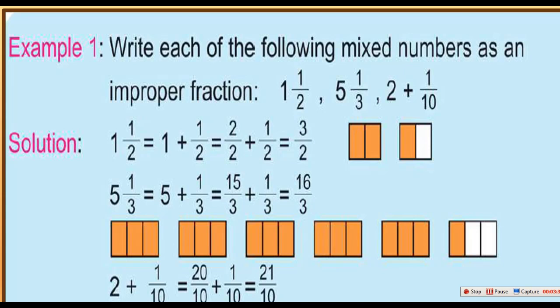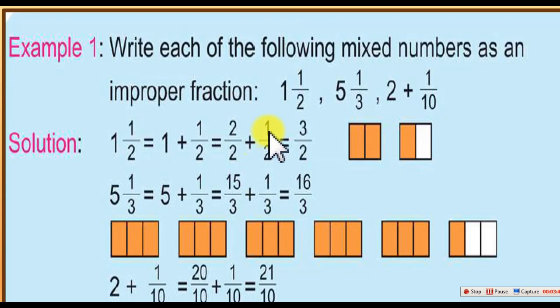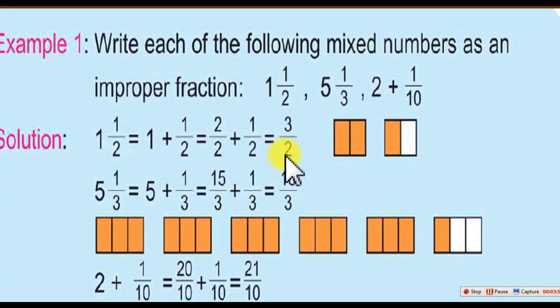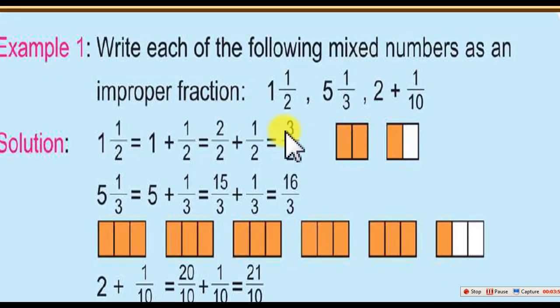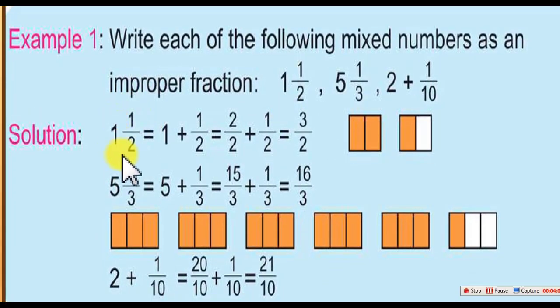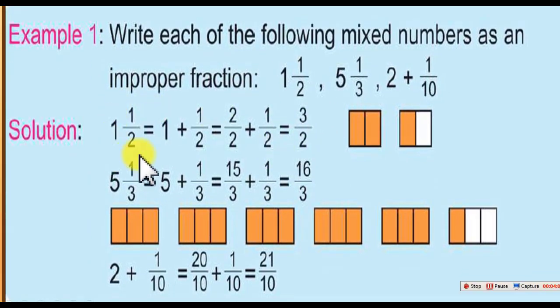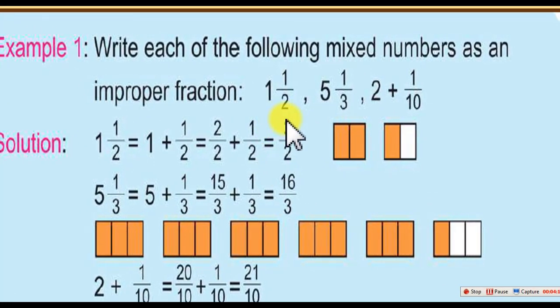Excellent. Convert 1 to 2 over 2. Now we write 1 as 2 over 2. 2 over 2 plus 1 over 2. The denominator here is 2. So write 2 as it is and add the numerators. 2 plus 1 equals 3. So we converted 1 and half to 3 over 2. This is a mixed number, and that is an improper fraction.